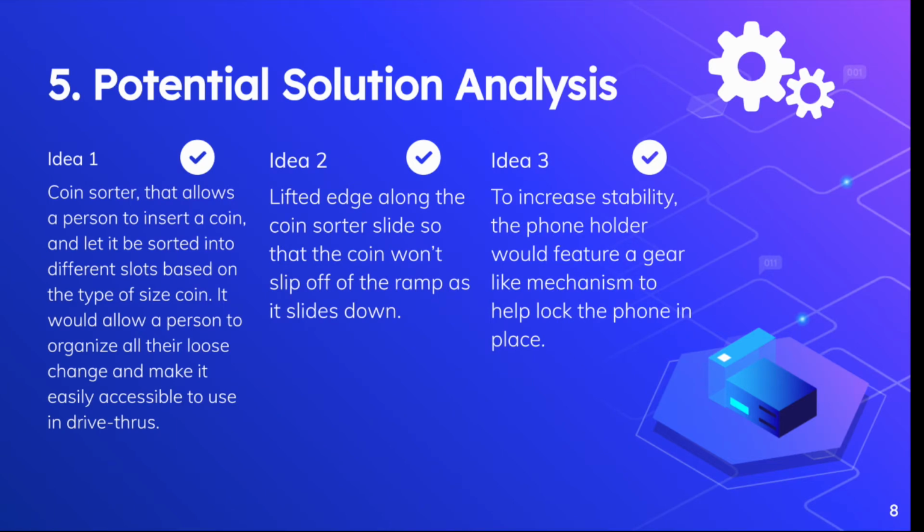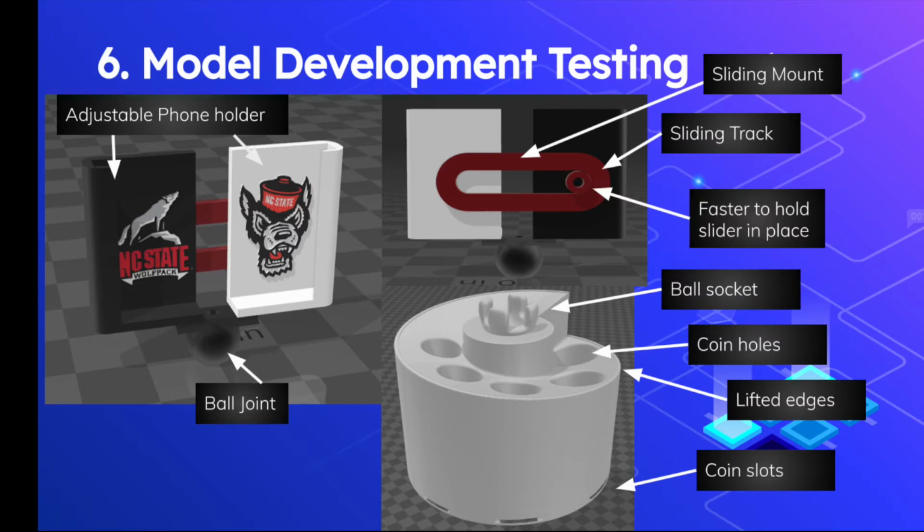The fifth step in the 10-step design process is potential solution analysis. For our first solution, we have a coin sorter that sorts coins based on size automatically. Our second idea is a lifted edge along that side that would keep the coins on the track. Our third idea is a mechanism on the back that would allow the phone holder to change sizes but also stay stable.